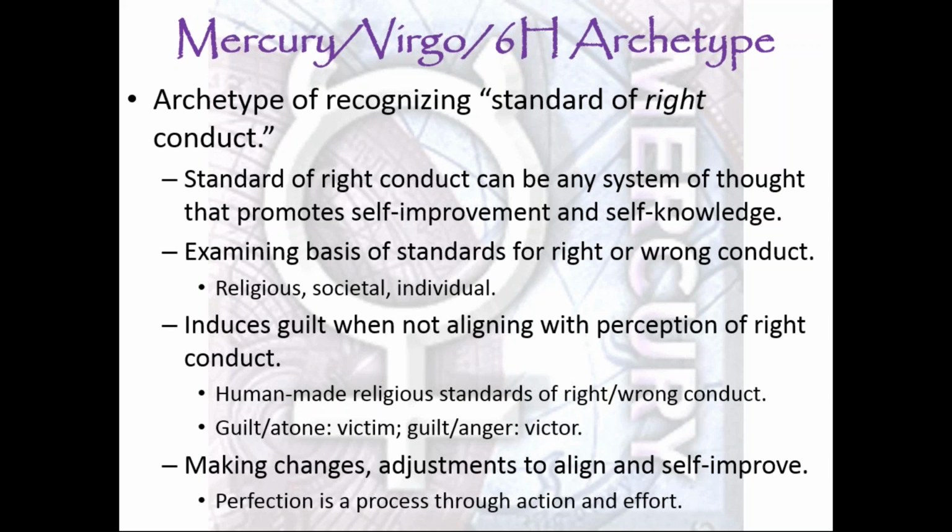So that standard of right conduct then also allows us to make those changes and adjustments to align with whatever we perceive to be our evolving standard of right conduct, and that allows us to self-improve. And what this starts to teach Mercury through Virgo in sixth house is that we can't pray ourselves perfect. Perfection is a process that is done through action and effort. It's not through Mercury thought alone. It must be acted upon.